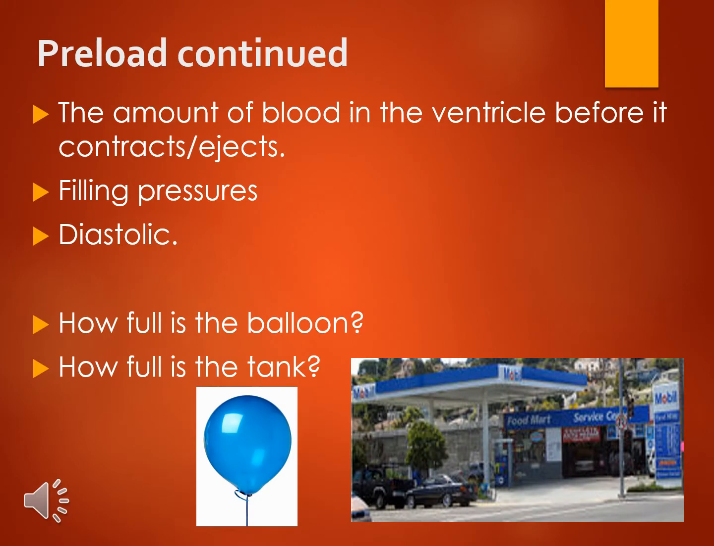So preload is the amount of blood in the ventricle before it contracts or ejects. Think of it as filling pressures. It also is diastole, so it's as the heart is filling back up before it contracts again. So I want you to think, how full is the balloon and how full is the tank?